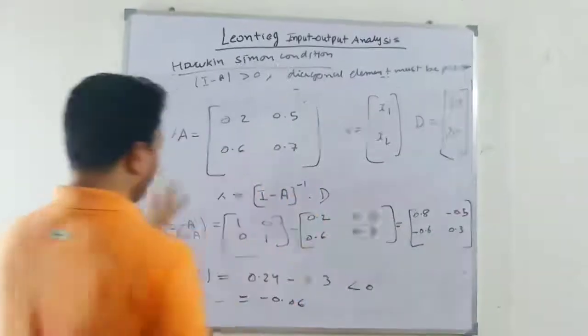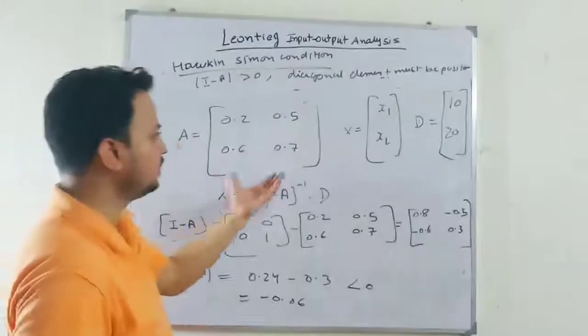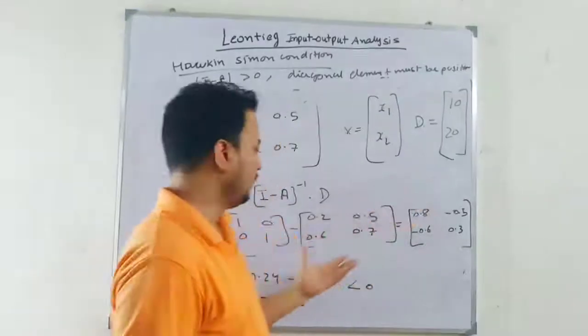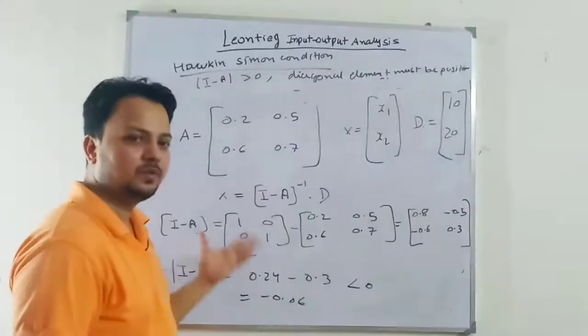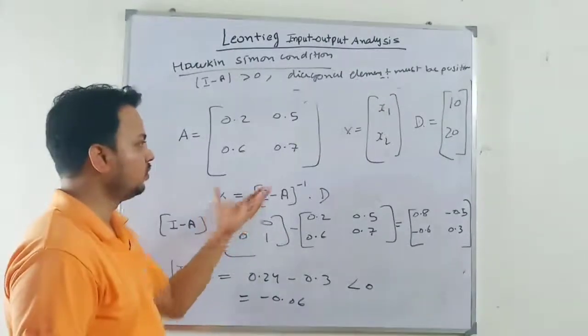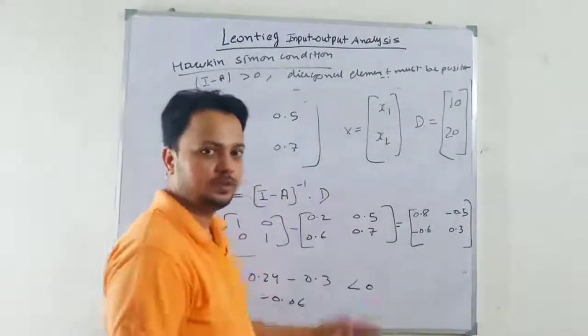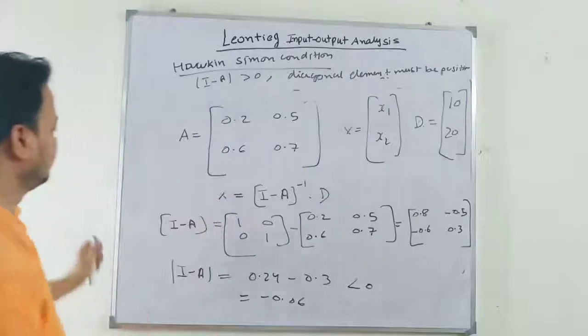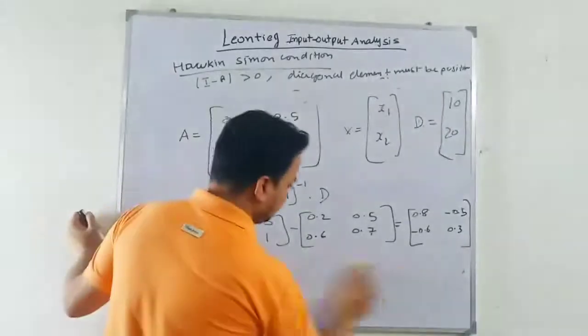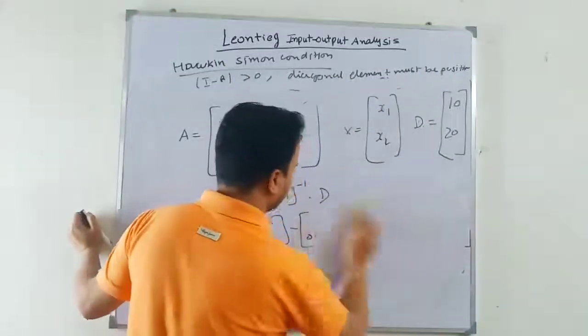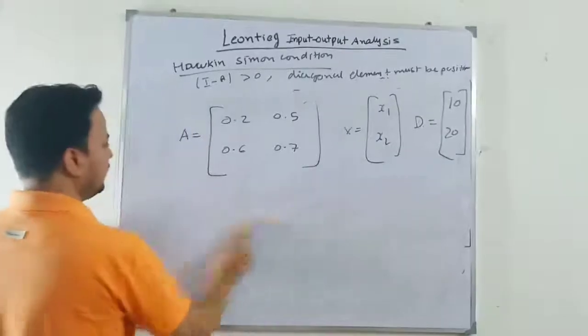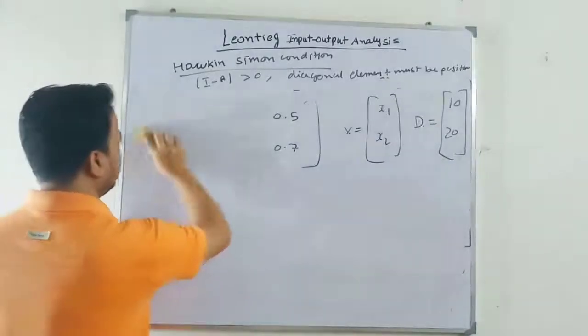So we have done one example. We just put up a random number, and once we apply the Hawkins-Simon condition, we know that the solution to this problem is not feasible. Okay. Just practice some 2 by 2 matrices. Take some random numbers and just check it.